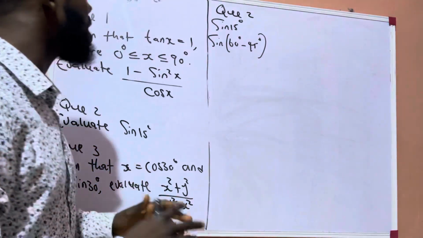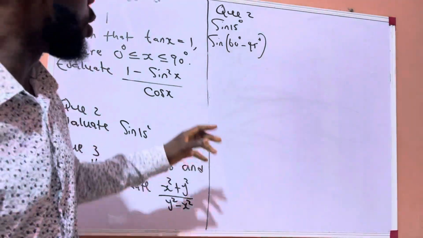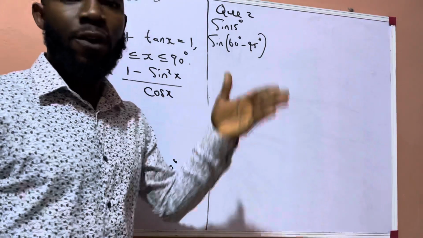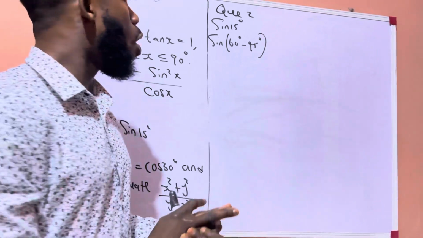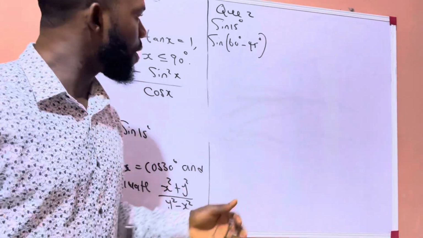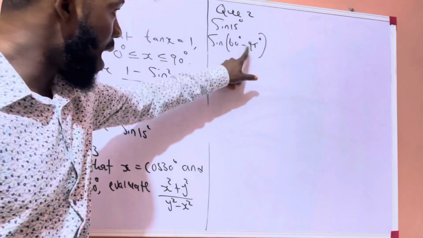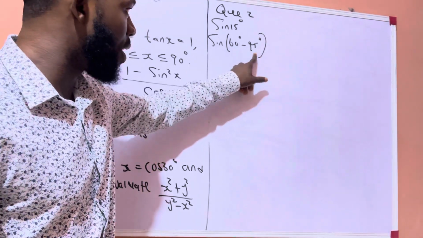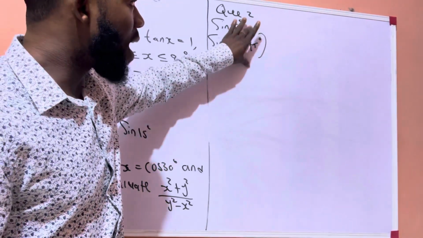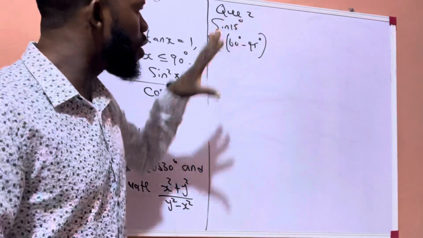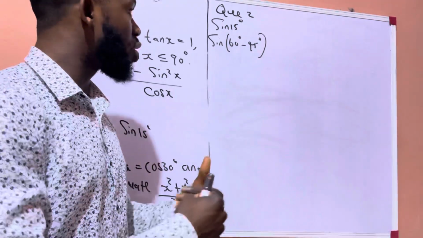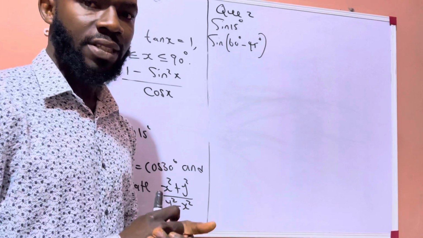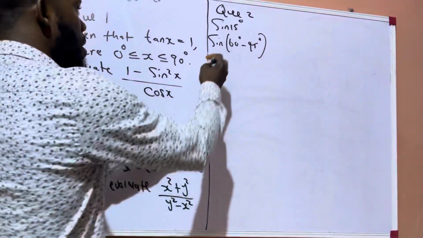And compound angles are used when you are solving sum and difference of angles, when the angles are the same or when the angles are different. For instance, the angles here are different. This is 60 degrees and this is 45 degrees. So we have a formula for this. I'll be giving you the formula for solving sine when you are subtracting when the angles are different. Now the formula is this.